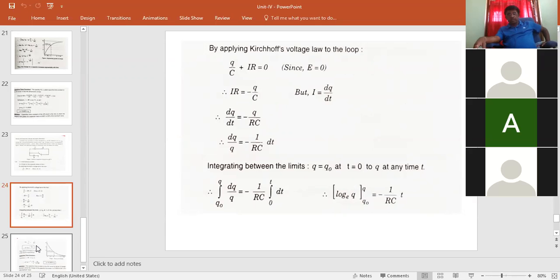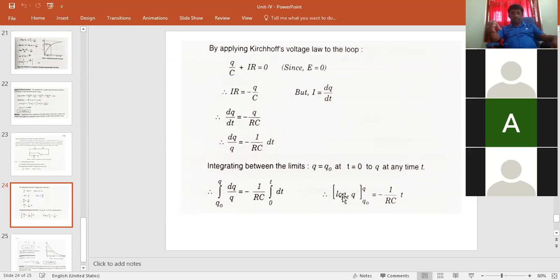Then we do the separation, bringing the terms of charge Q to one side, so dq upon q is equal to 1 upon RC into dt. Integrate by applying the limit: when t is equal to 0, q is equal to q0, and at time t the charge is q.